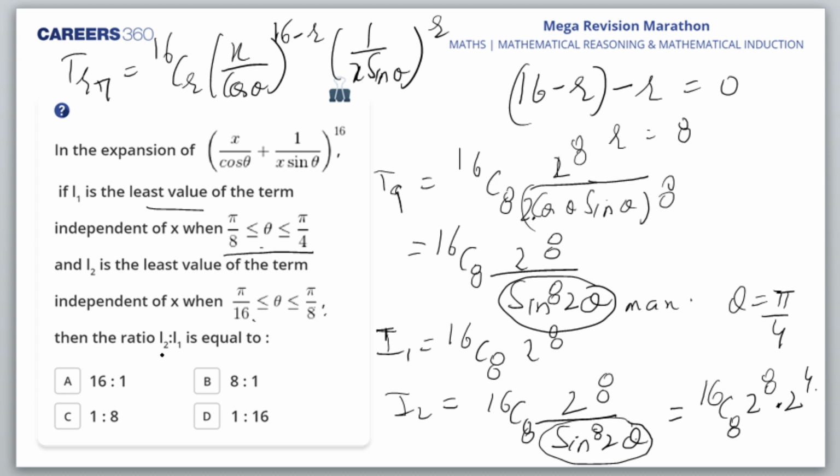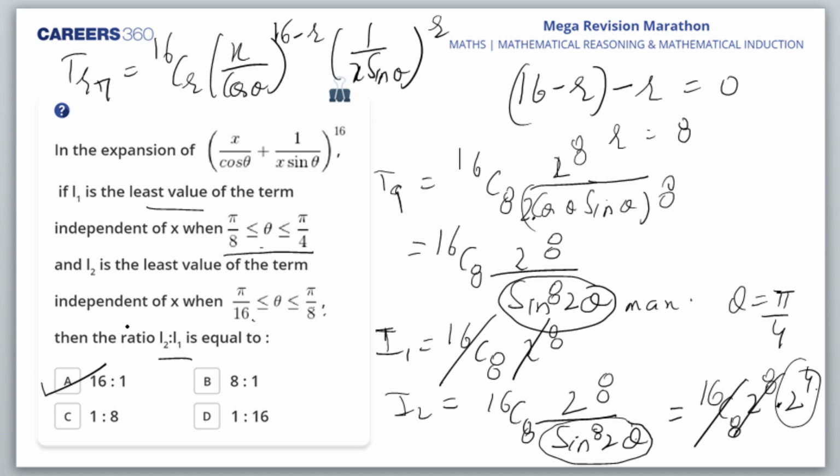Now what is being asked? I2 is to I1. When I calculate I2 is to I1, 16C8 would cancel, 2 raised to power 8 and 2 raised to power 8 would cancel, only 2 raised to power 4 would come, that is 16. 16 is to 1. That's the right answer. Yes, students, you got it correct. So, we move on to the 8th question. A is the right answer. Let us go to the next question.